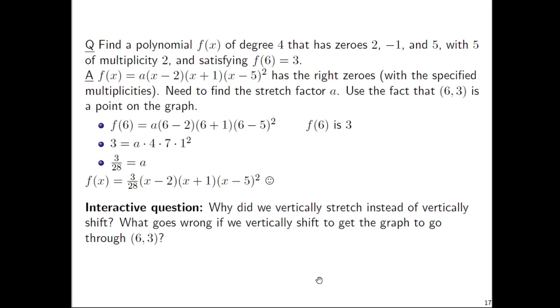Interactive question: why did we vertically stretch instead of vertically shift? What would go wrong if we vertically shift to get the graph to go through the point 6 comma 3?